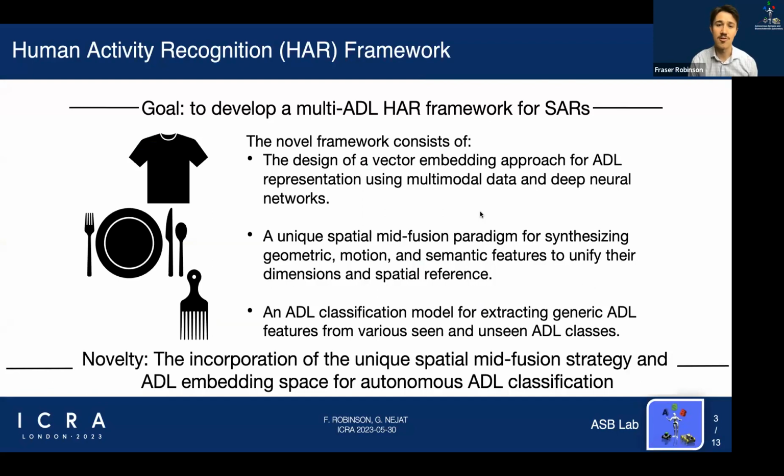To address the autonomy issue of socially assistive robots in home environments of older adults, we develop a multi-activity human activity recognition framework to be deployed on socially assistive robots. The novelties include the design of a vector embedding, a unique spatial mid-fusion paradigm, and also an ADL classification model that extracts both generic and specific ADL features from observed ADLs. We incorporate the unique spatial mid-fusion strategy and ADL embedding for autonomous ADL classification.